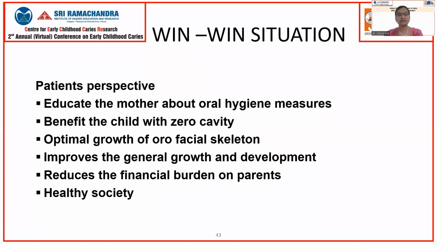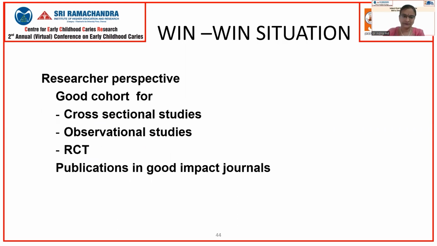So establishing this clinic was a win-win situation for both the patient as well as the clinician or the researcher. From the patient perspective, we educated the mother about the oral hygiene measures, which in turn benefited the child with zero cavities, which helped in the optimal growth of the orofacial skeleton. It improved their general growth and development and reduced the financial burden on the parents, which in turn created a healthy society.